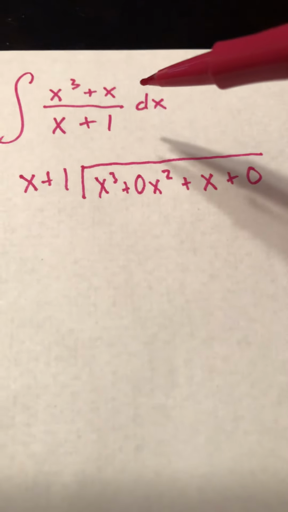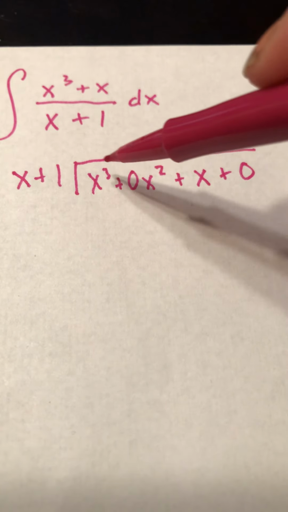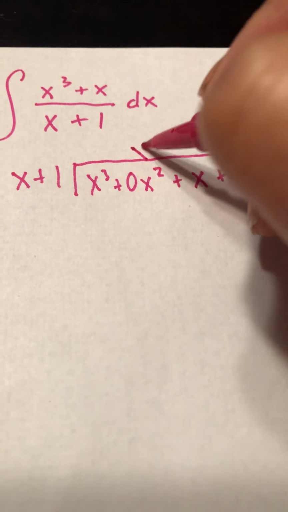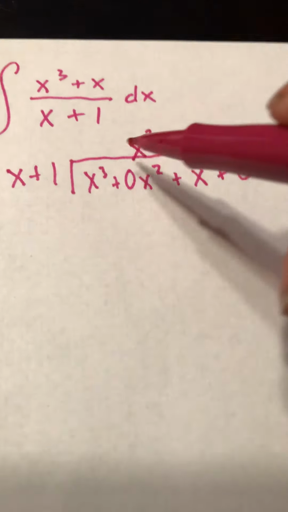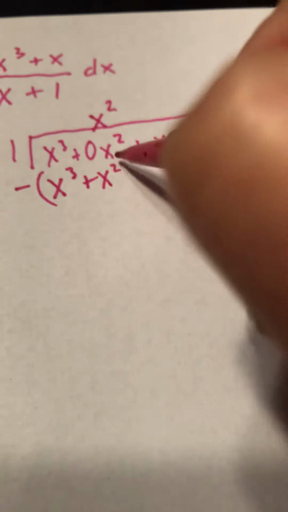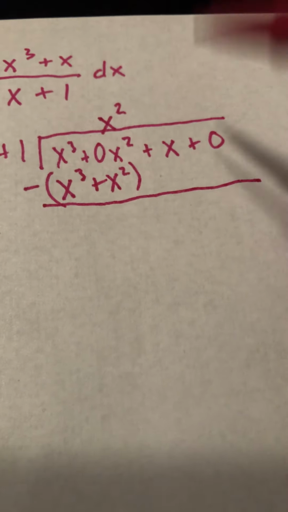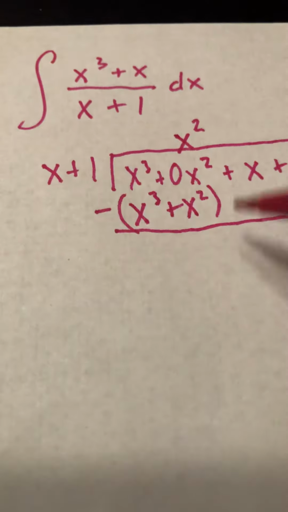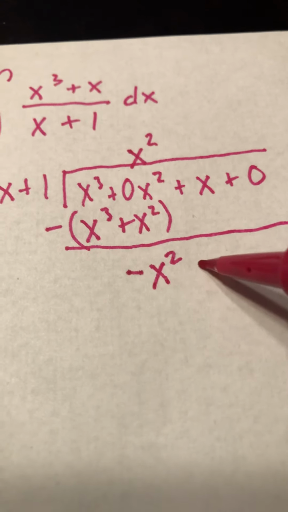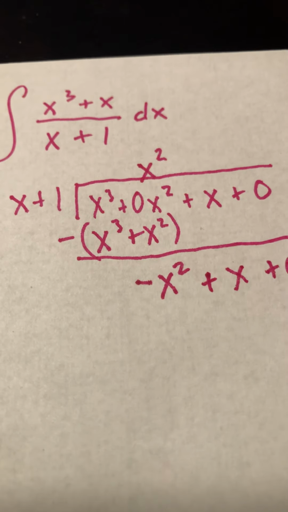Okay, so the next thing is we're going to do what we did last time. So x cubed divided by x, we just do the front terms. We get x squared. We take this x squared and we multiply it to these two guys. So we get x cubed plus x squared. And just like when you do long division, I'm going to subtract it. So I get 0 minus x squared, which is a negative x squared, or negative 1x squared. And then let's drop the other two terms down.